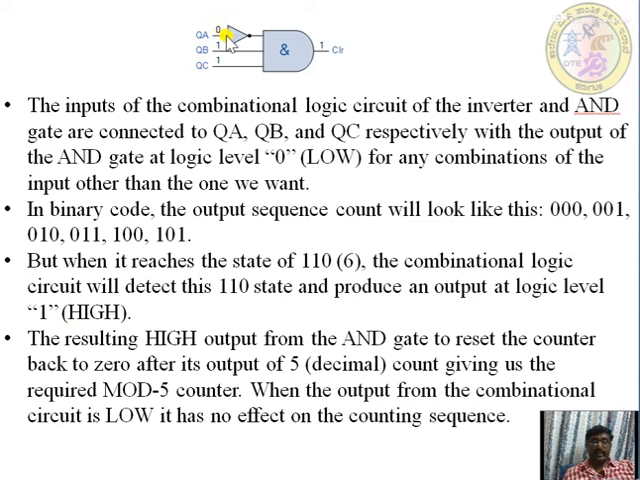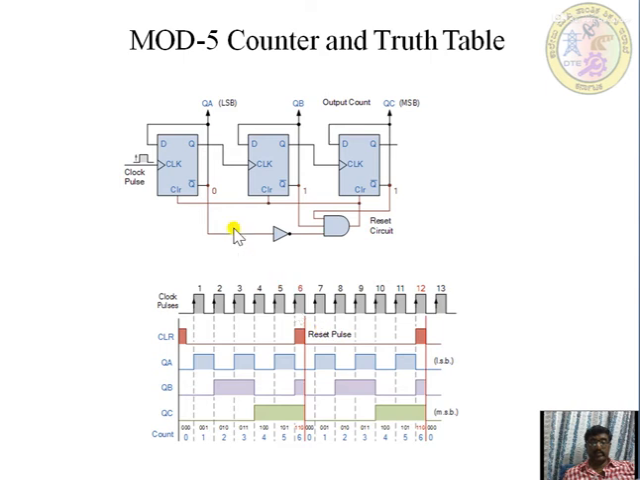So the NAND gate has been connected along with the inverter, so 1 1 1 is high. Clear: if the clear is high, what happens? All the states are changed once again to the 0 0 0 state. The resulting high output from the AND gate resets the counter back to 0 after the count of 5, giving us the mod 5 counter. If the output from the combinational circuit is low, then the sequence does not change. Here, the normal clock is given to the first clock pulse. Okay, next.